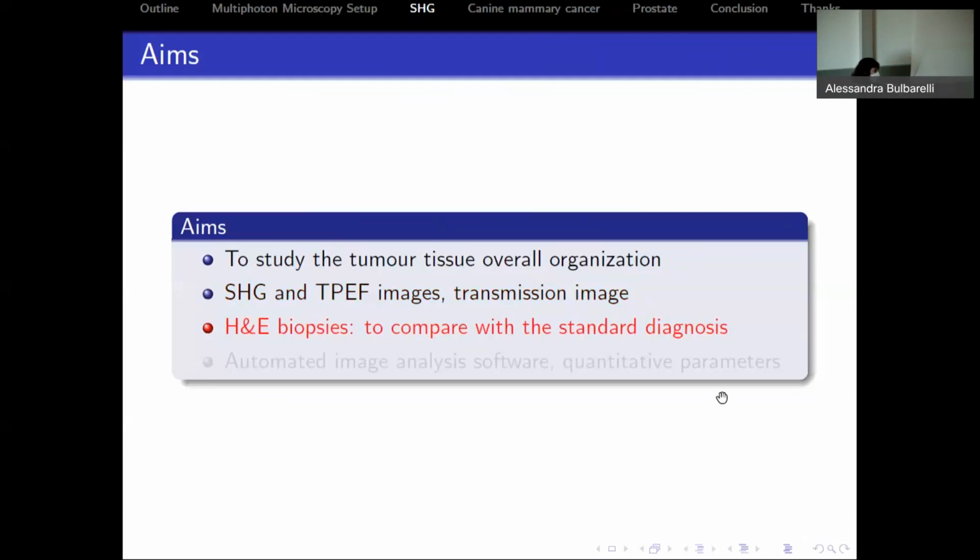And then, although we can do it in fresh biopsies, we started with the same histological biopsies, exactly the same ones the pathologist was using for the normal diagnosis, for us to get a very good direct comparison. And then we developed an automated image analysis software to acquire quantitative parameters to get a method of diagnosis.